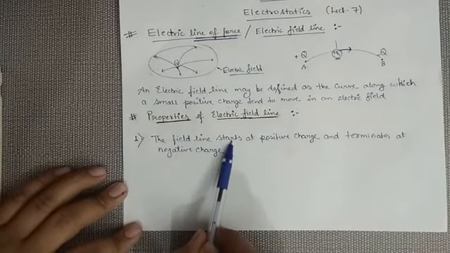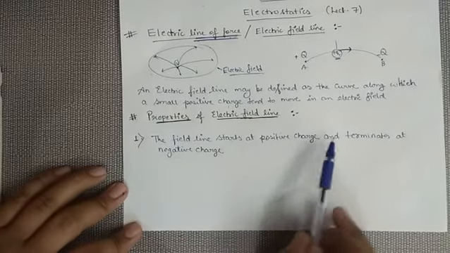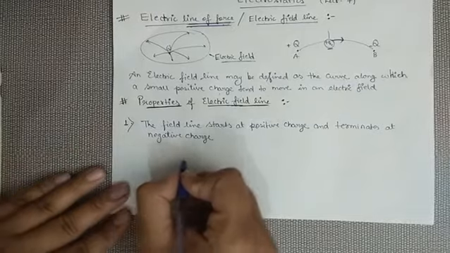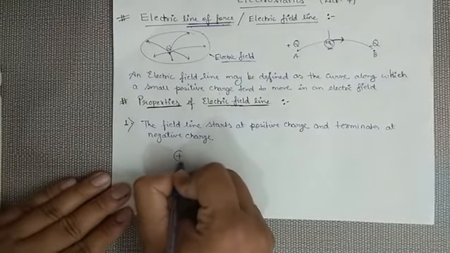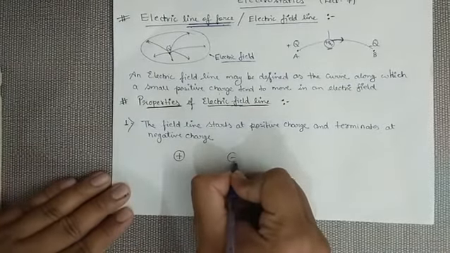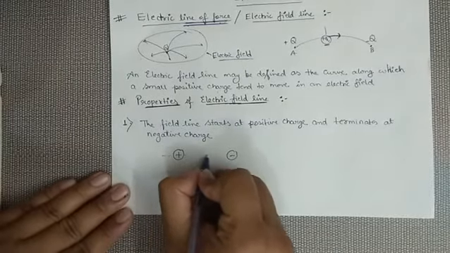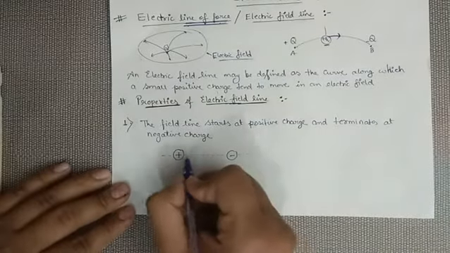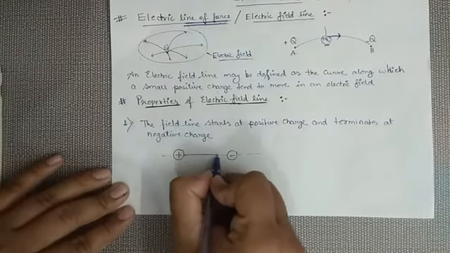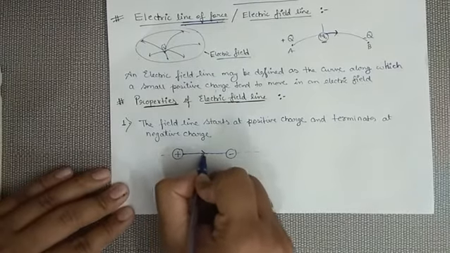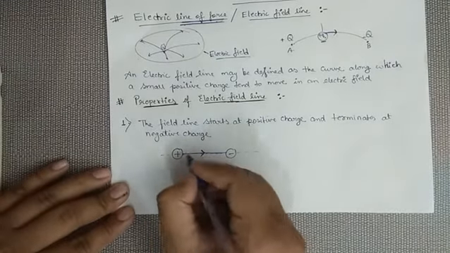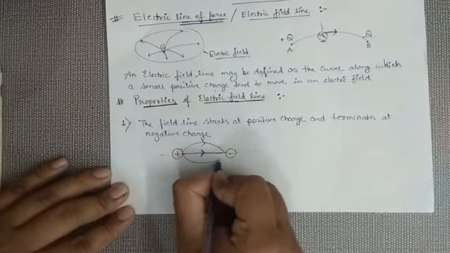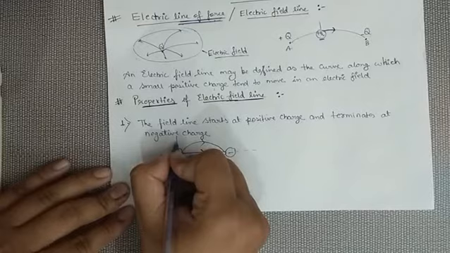See the first property. The electric field lines start at a positive charge and terminate at a negative charge. Most important property of the electric field. If this is a positive charge and this is a negative charge, suppose there is a line joining the two charges, then the electric field lines will start from positive and terminate at negative. This will be the representation of electric field lines.